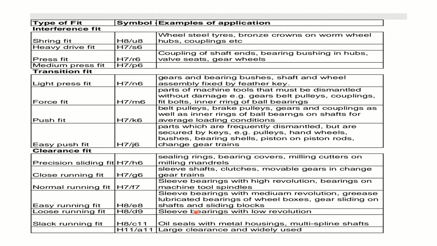Easy running fits are also used in wheel boxes, sliding gears and shafts on sliding blocks. Loose running fit is useful where there is very low revolution, for example sleeve bearings with low revolution. Slack running fit means more clearance, more tolerance, so you can use it where large clearance is required, such as multi-spindle shafts and oil seals with metal housings, etc.